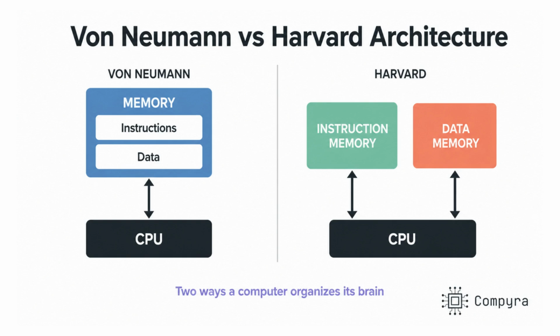They look almost identical at first glance, but the tiny difference between them changes how fast a computer can think, how it's wired, and even what it's good at. In this video, we're going to break down exactly how these two architectures differ, why both still exist in 2026, and which one is actually sitting inside the device you're watching this on right now.